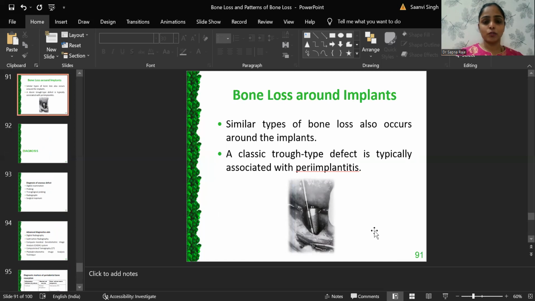Bone loss around the implant: similar type of bone loss also occurs around implants. A classic trough type defect is typically associated with peri-implantitis.